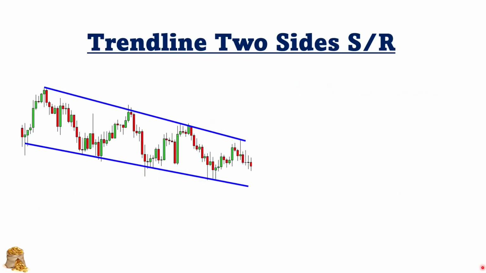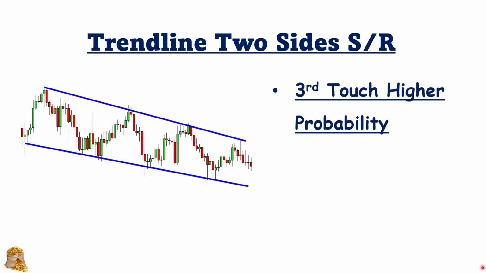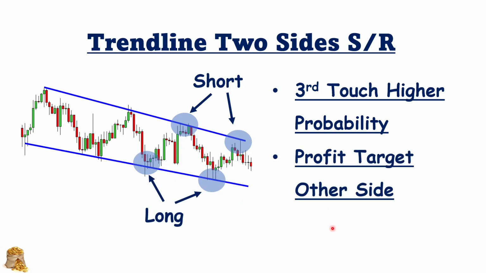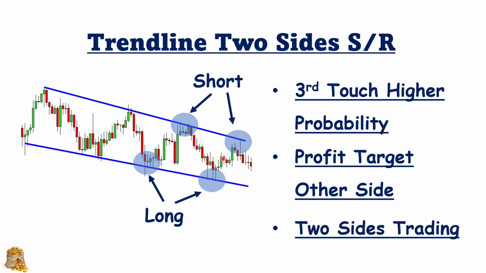For the trend with two sides of the trend lines, the same thing, we can trade the third time and fourth time touch. In this example, we have short opportunities here, and we also have buy opportunities here. In terms of the profit target, since we have two lines here, we can set the profit target to be the other side of the trend line. If the trend line has a wide range and also the trend is not steep, there are two ways of trading, both long and short.